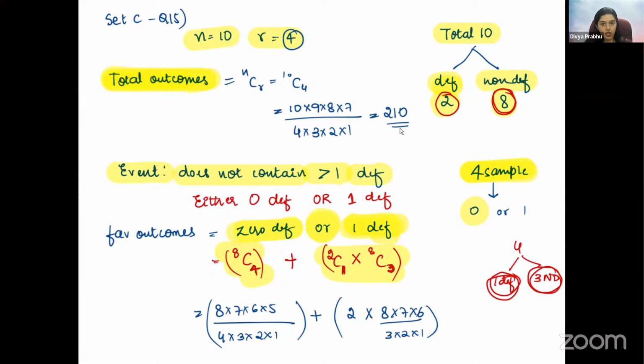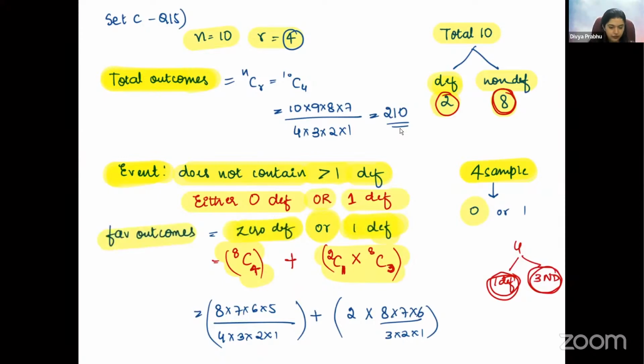Once you get total outcomes, next understand what is asked in the question, that is your event. So here the question says it does not contain more than 1 defective, which means maximum 1 defective can be there. Maximum 1 means either 0 defective or 1 defective. Now we have to break this down for favorable outcomes.